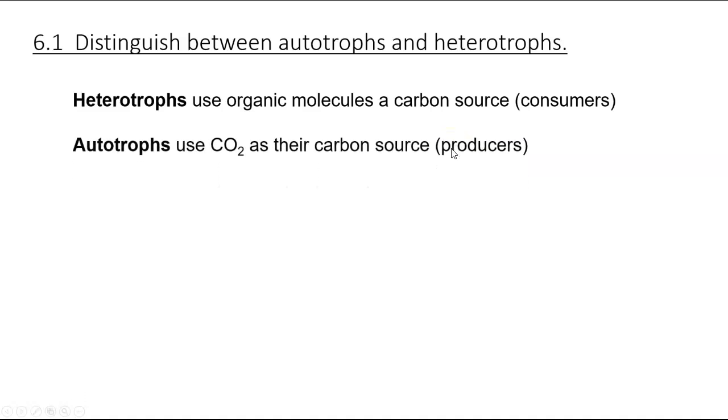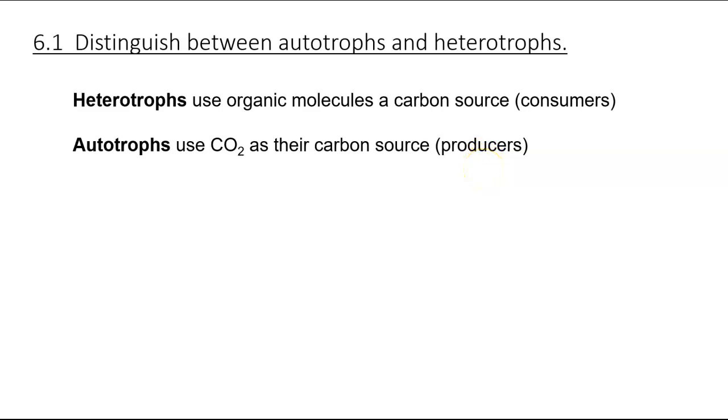When we're talking about autotrophs, these are the organisms that use carbon dioxide as their carbon source. These are the producers, the photosynthetic organisms. Probably when you think of autotrophs, you think of plants. Plants use energy from the sun and carbon dioxide from the air, and they make their own carbohydrates. So they are autotrophs, or self-feeders. They make their own organic molecules from the carbon dioxide in the air. And so autotrophs, like I said, are the photosynthetic organisms.